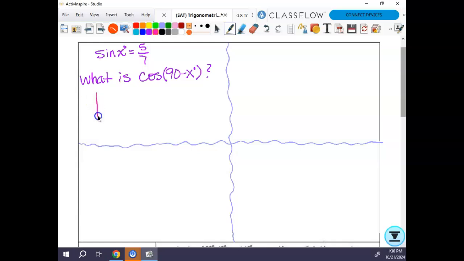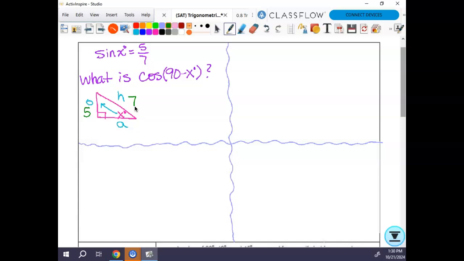Okay, so I'm going to draw a picture. I got a right triangle. X is my angle measure, so I'm going to put an X here. Then I'm going to label this my hypotenuse, this is opposite, this is adjacent. And I know from SOHCAHTOA that sine is opposite over hypotenuse, so I'm going to put a 5 and a 7.